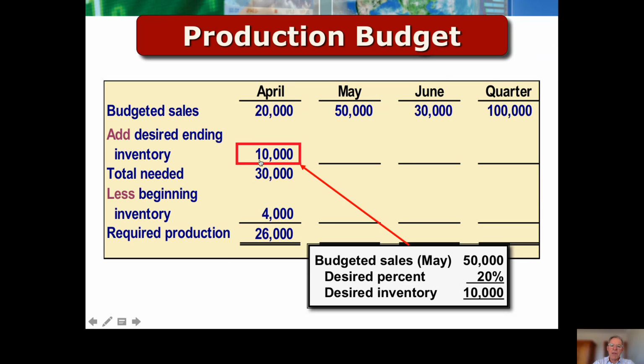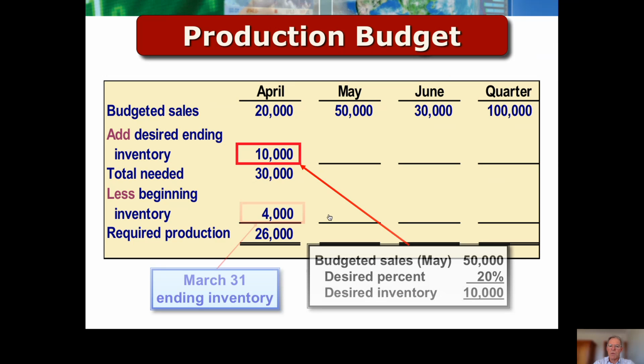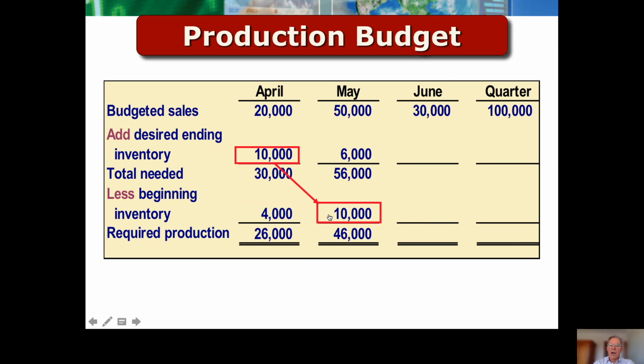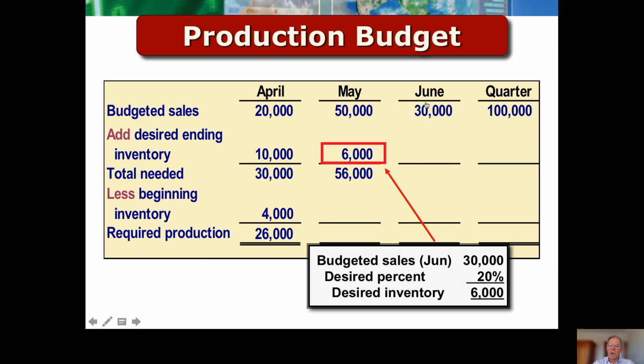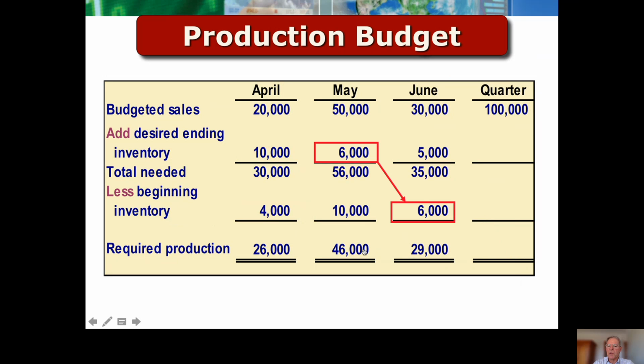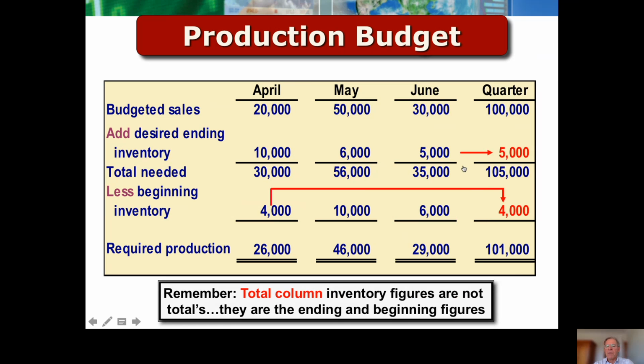Note that the ending inventory for April will become beginning inventory for May. So we'll see that transferred down. And same sort of deal here, keep looking at the next month's sales, find 20% and plug that data in. 50 plus 6 gives me my 56, minus the opening stock brought forward from the previous month gives me my required production for May. We continue that process through for June, carry the stock down.